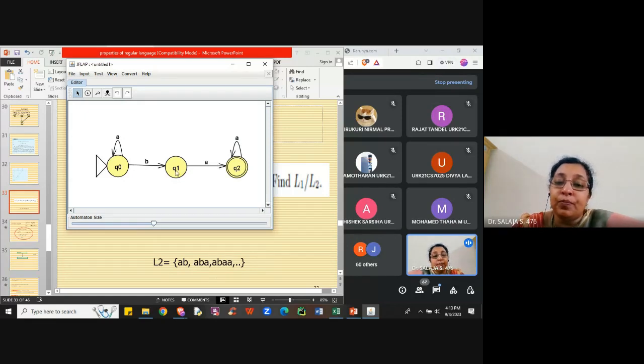What about Q1? On A, you can reach the final state, but you cannot read B. There is no B transition after Q2, and therefore Q1 is not a final state. Q2 has the same explanation, therefore Q2 is also not a final state. Now the only final state you can consider for L1 slash L2 is Q0. So what can be the regular expression for L1 slash L2?